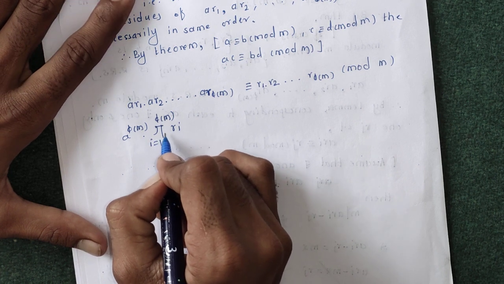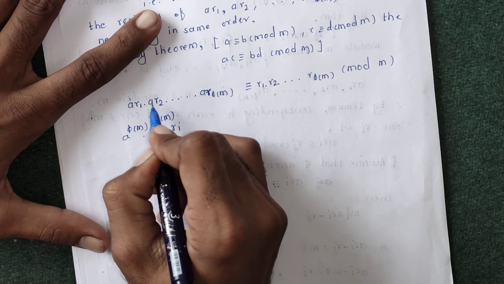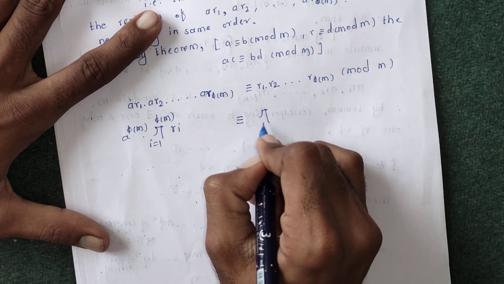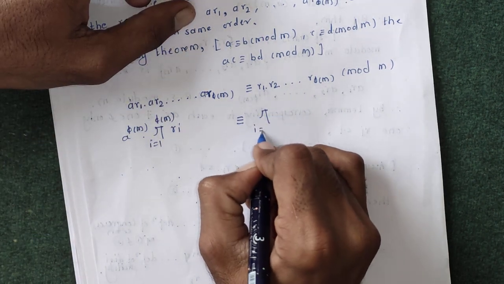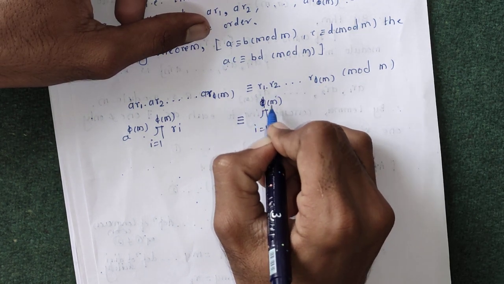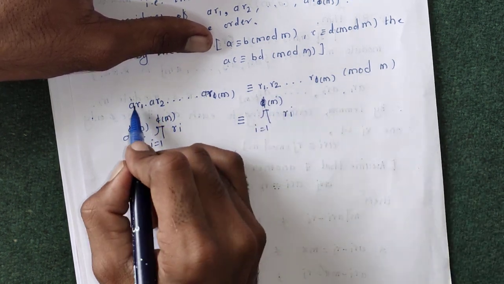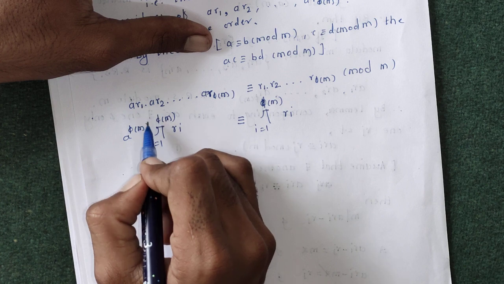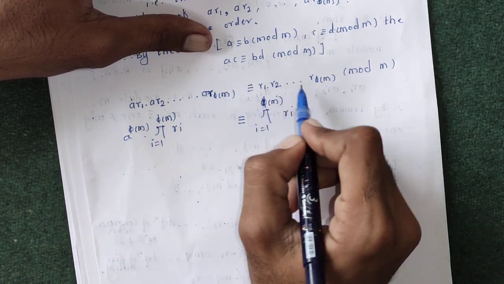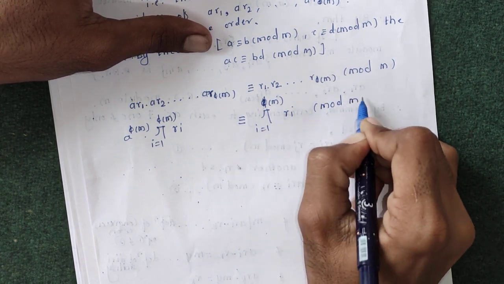So this is the product of ri, that is if we run this product we get r1 into r2 into r phi of m, which is congruent to, again, the product of ri, i running from 1 to phi of m. If we take a common in each case, that is a raised to phi of m is common, then we get the product of phi of m ris. This is all going under modulo m.